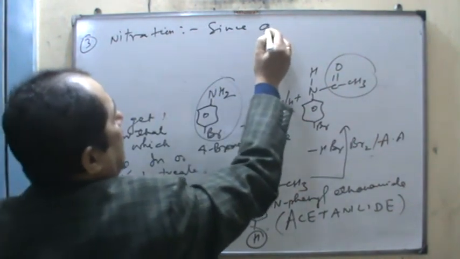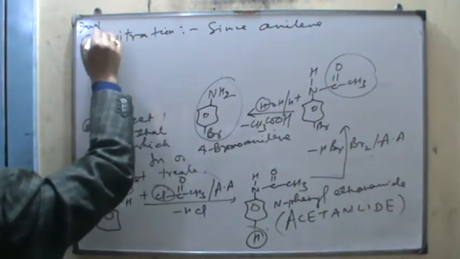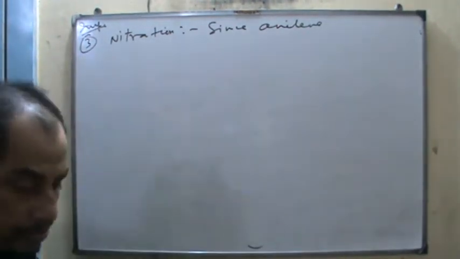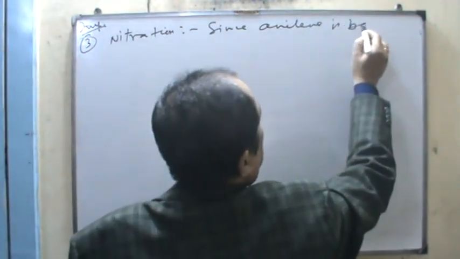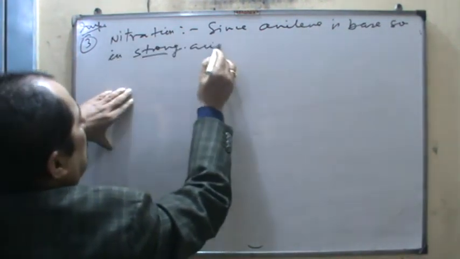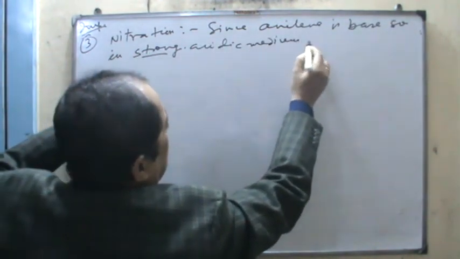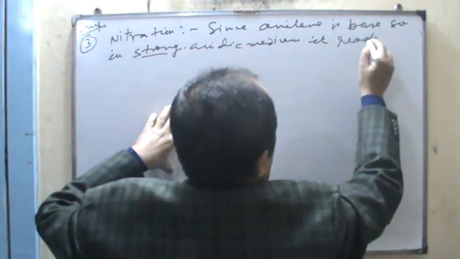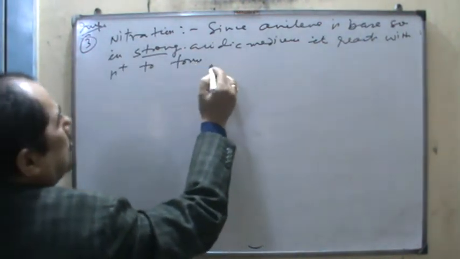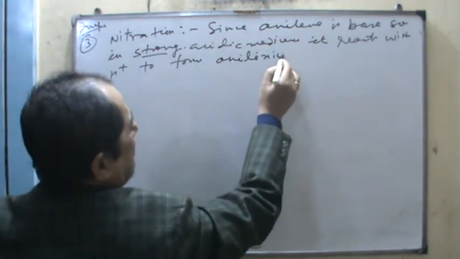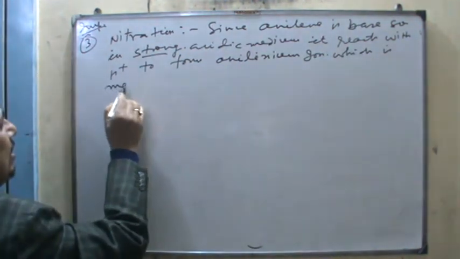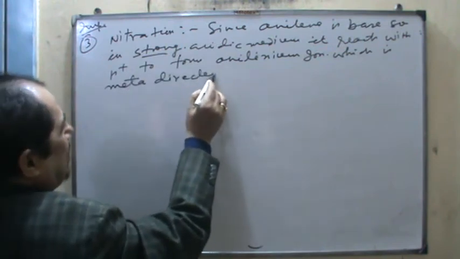Since aniline, important question for paper, since aniline is basic in nature, so in a strongly acidic medium, it reacts with hydrogen ion to form anilinium ion, which is meta directing in nature.